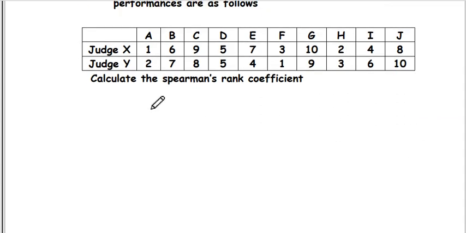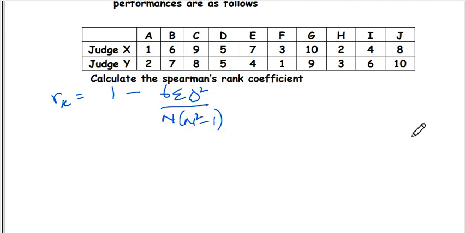Now the Spearman's rank coefficient formula is Rk is equal to 1 minus 6 summation D square divided by n bracket n square minus 1. So for this question, we are going to form a table of values: ranking of x, they've ranked x for us already, and ranking of y.